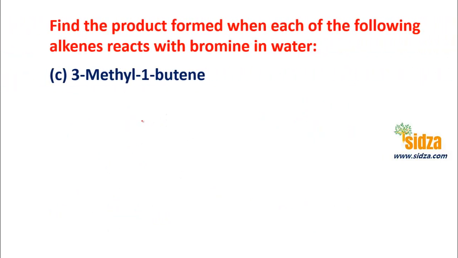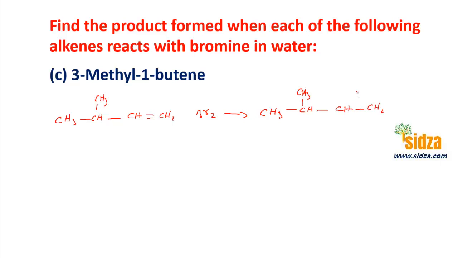Now we have a 3-methyl 1-butene. 3-methyl 1-butene is like this. It is the CH3, CH, CH3 here, and then you have a CH double bonded CH2. Again, we react with the bromine molecule. So what you will get, it forms the cyclic bromonium ion here. So you get CH3, CH, and a CH3 over here, and then a CH single bond CH2, and a cyclic intermediate will be formed like this.